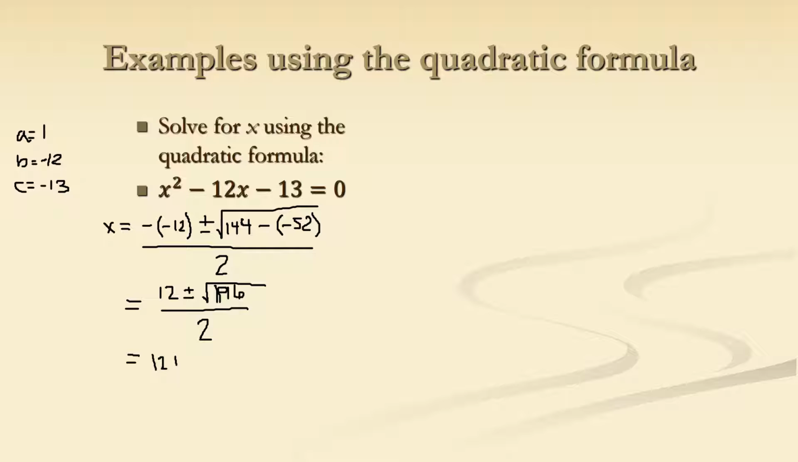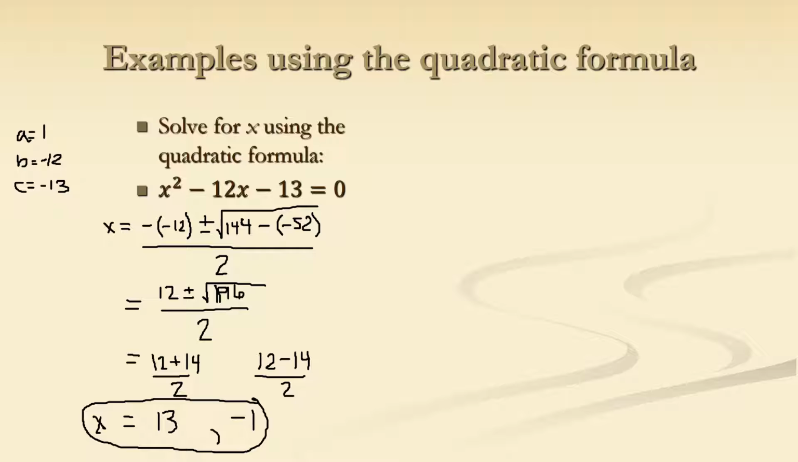Remember, I got two answers here, so I'm going to split them up now. 12 plus 14 over 2, and 12 minus 14 over 2. 12 plus 14 is 26, divided by 2 is 13. 12 minus 14 is a negative 2, divided by 2, negative 1. There are my two answers for x. x equals 13, x equals negative 1.